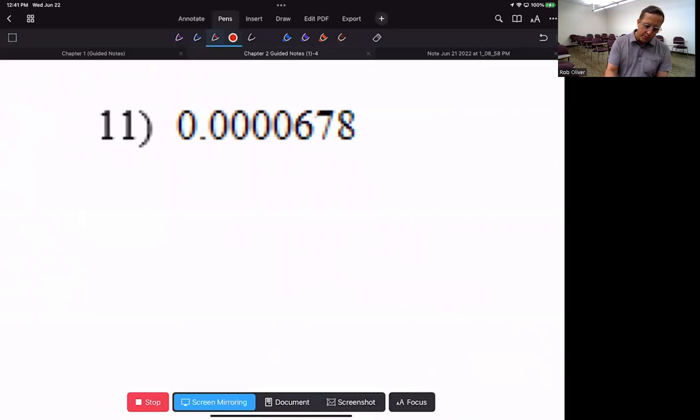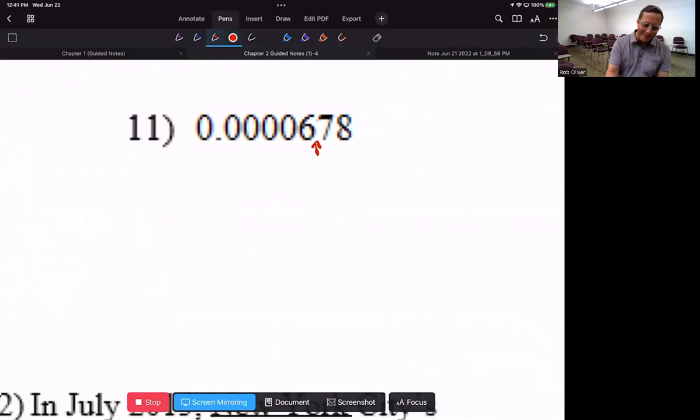All right, so now we want to move this decimal between the 6 and the 7. Between the 6 and the 7. Drop all those other zeros that were before it.